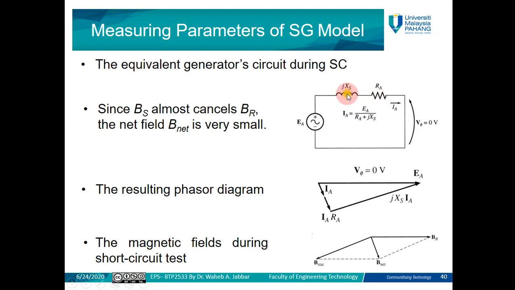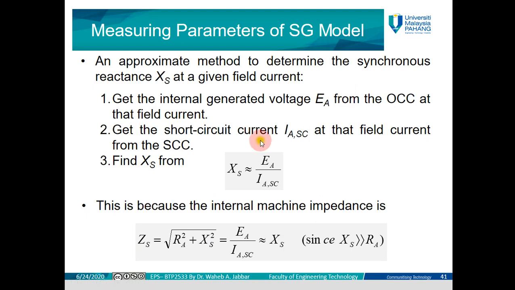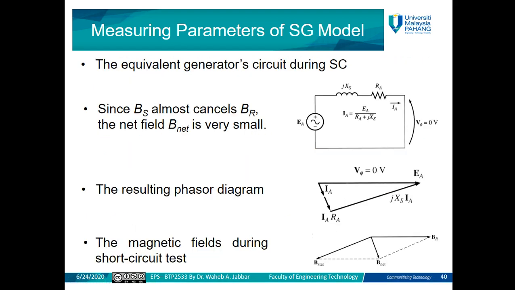RA here is responsible for the copper losses. XS here is the synchronous reactance, which we calculated when we considered the different frequencies. XS represents the synchronous reactance, which comes from XA, the armature reactance, in addition to the consideration for the frequency of the rotor windings.